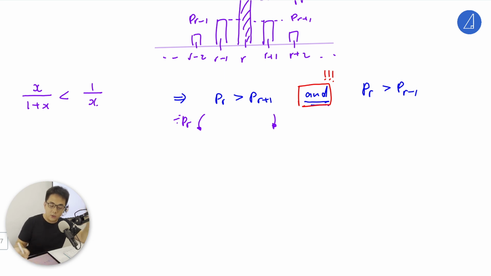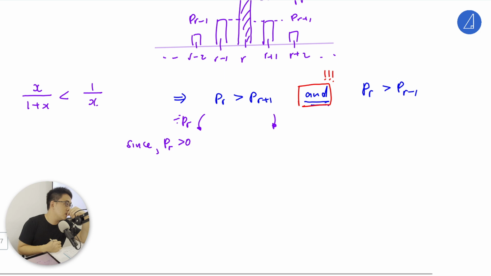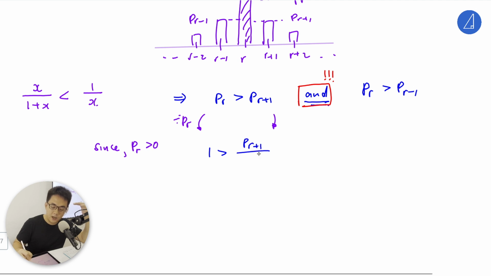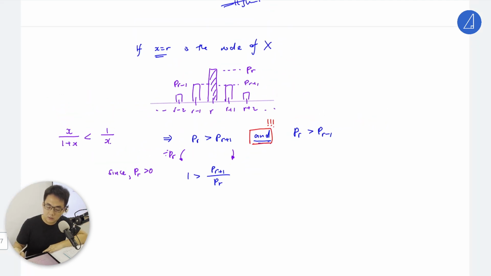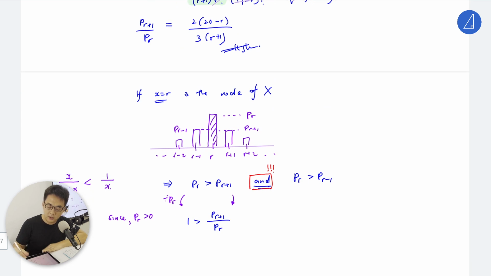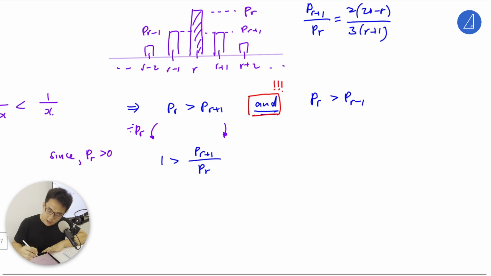But the reason why you can do it here is because you know for sure probability is always more than 0. If it's more than 0, it's positive, then you don't need to flip the inequality sign. So essentially this will be 1 over P(R plus 1) bigger than P(R). Then this is what I get. So I'm just going to use the expression there. This guy will be 220 minus R, 3R plus 1.